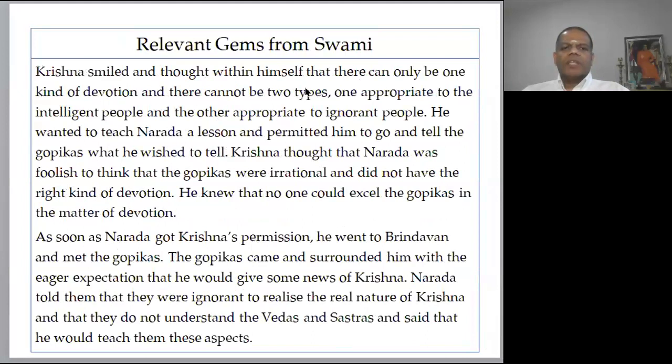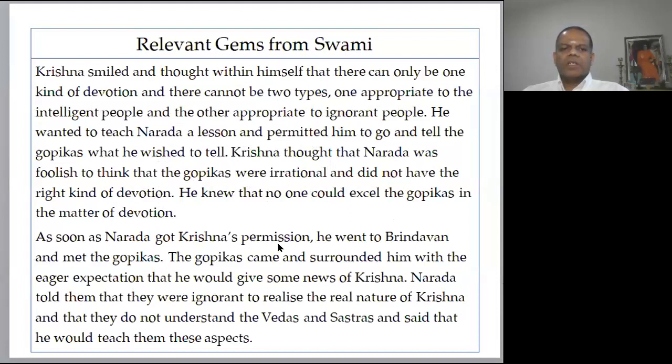Krishna smiled and thought within himself that there can only be one kind of devotion, though there can be two types: one appropriate to the intelligent people and the other appropriate to ignorant people. He wanted to teach Narada a lesson and permitted him to go and tell the Gopikas what he wished to tell. Krishna thought that Narada was foolish to think that the Gopikas were irrational and did not have the right kind of devotion. He knew that no one could excel the Gopikas in the matter of devotion.